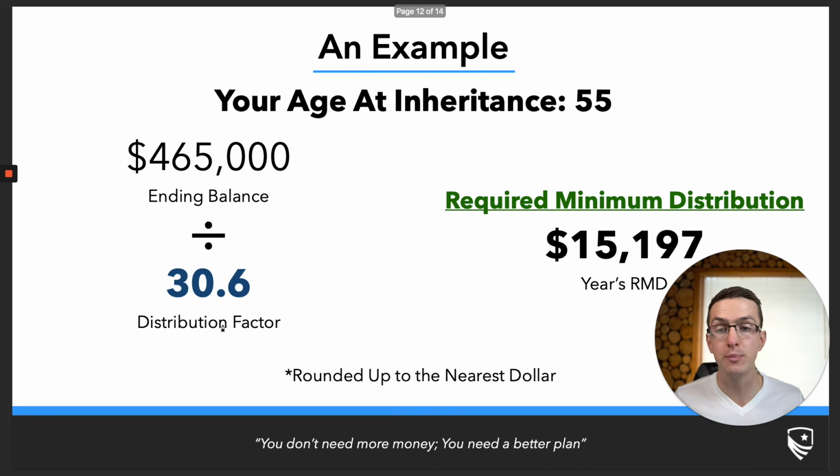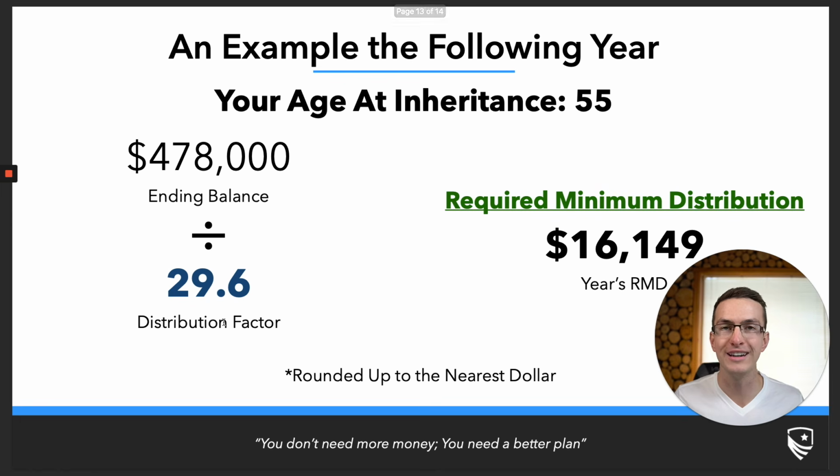So before it was 30.6, that following year that we need to take the next distribution, we're going to decrease by a factor of 1 to 29.6. The following year will decrease by 1 to a factor of 28.6. The following year to 27.6. So we're just going to decrease that distribution factor by 1 each of those subsequent years. We're not going to go back to the distribution table. So that following year, $478,000 as an ending balance divided by 29.6, we're going to get a required minimum distribution of $16,149.